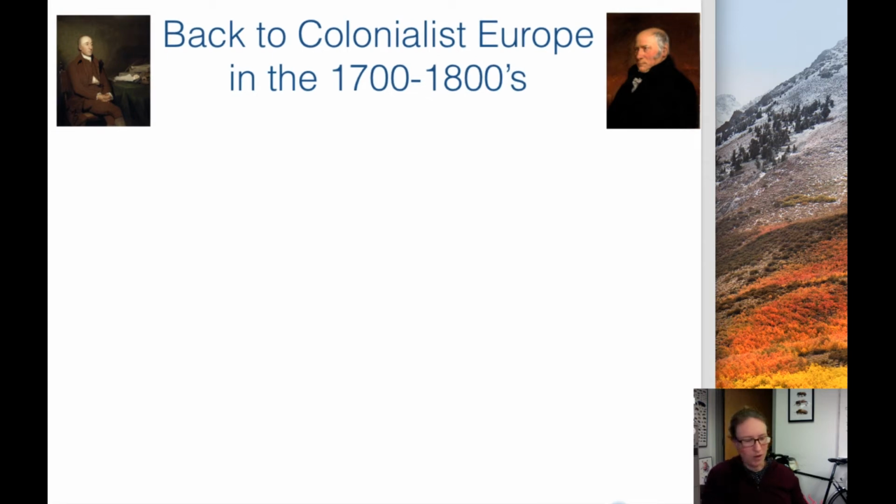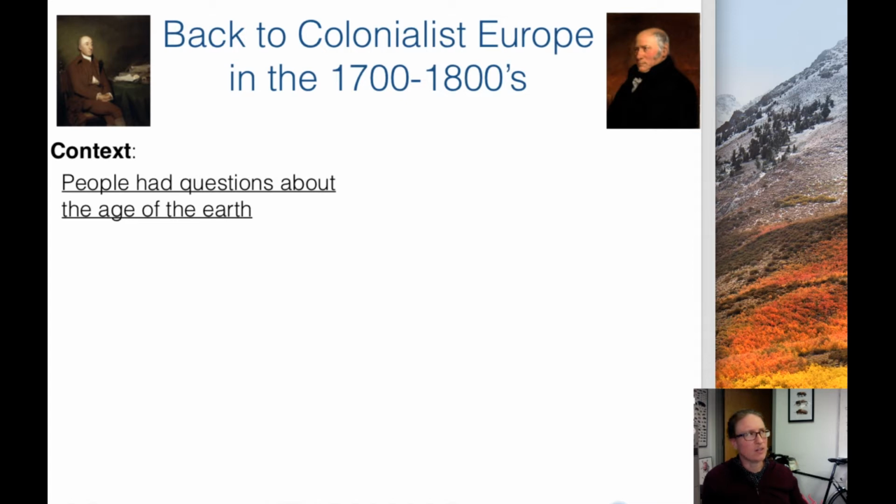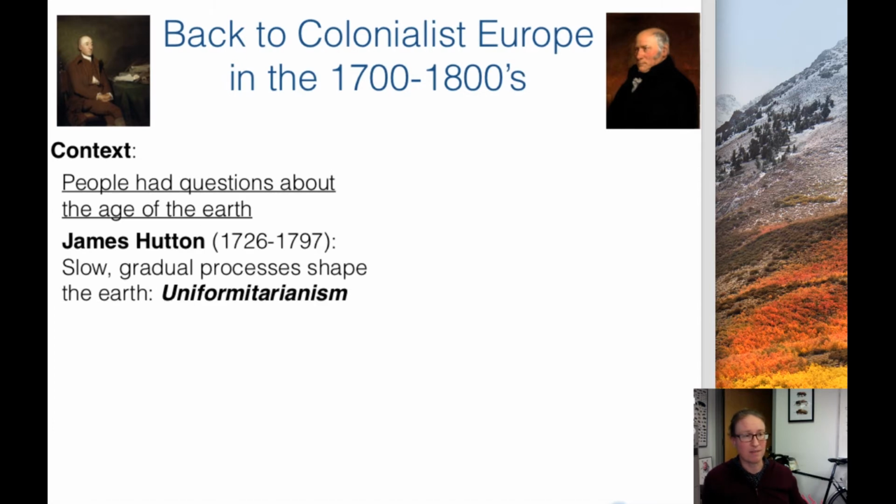So we're going to travel back in time again. We're headed back to colonialist Europe once again in the 1700 to 1800s. To set the stage for what I'm going to talk about, I need to note that people at this time had questions about how old the Earth is. And I think it's a pretty natural question. I think societies around the world ponder the question of, where did we come from? Where did this Earth that we live on come from? How do we make sense of it?